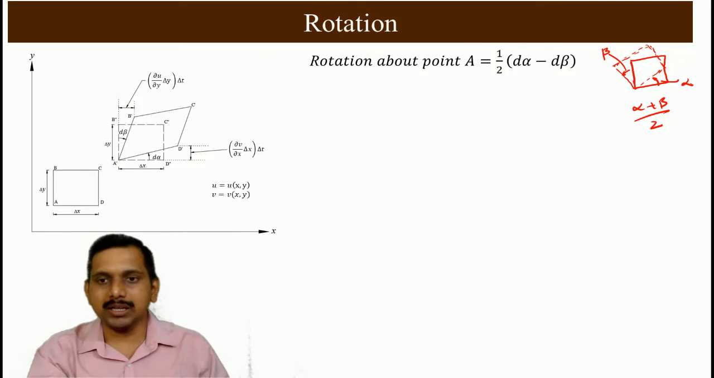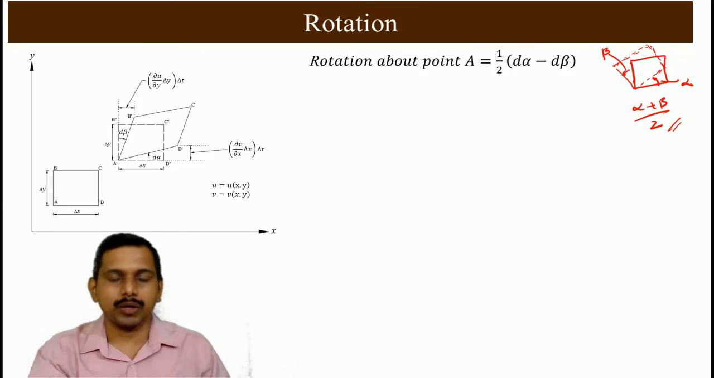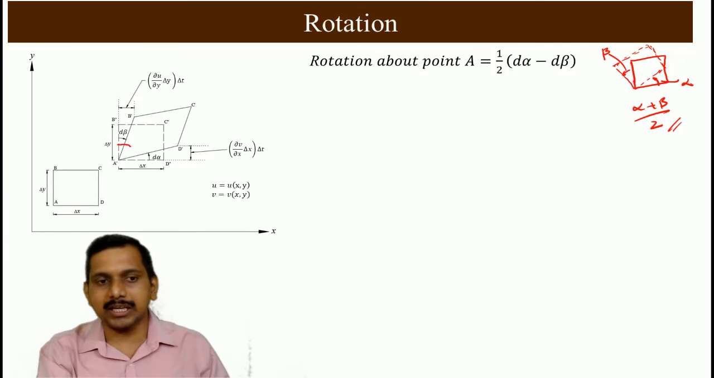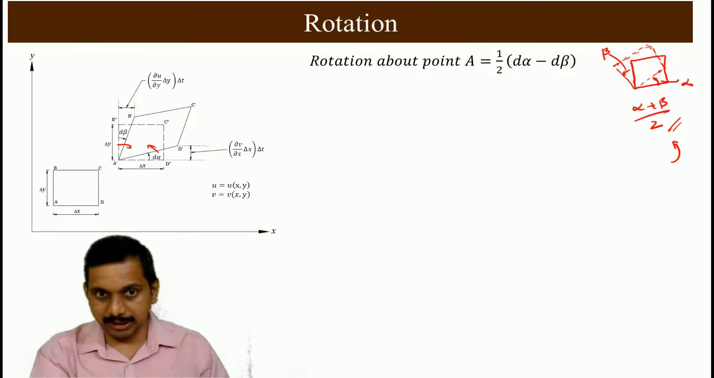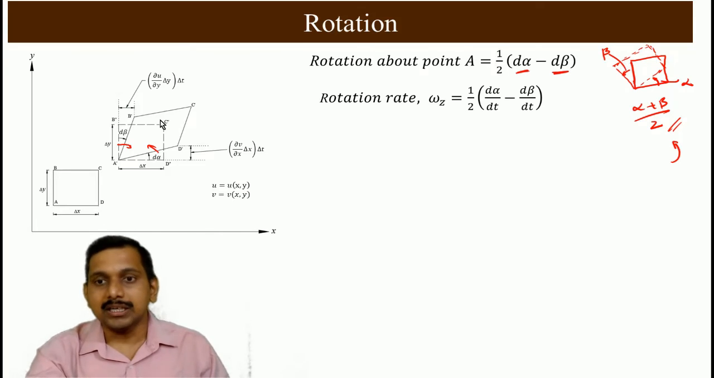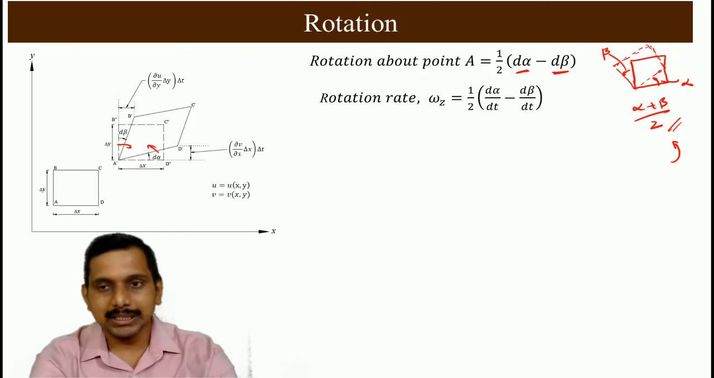Okay, so similar thing, alpha plus beta divided by 2 we would have got. But now here we observe that the angle direction we have taken is in the opposite direction as that of d alpha. So if I take anti-clockwise rotation as positive, then d beta is negative for me. So d alpha minus d beta. So d beta is negative because it is coming in the other direction. That is why we get the rotation about point A as half into d alpha minus d beta.